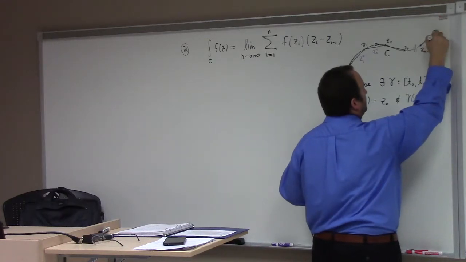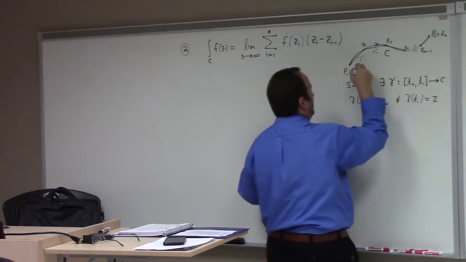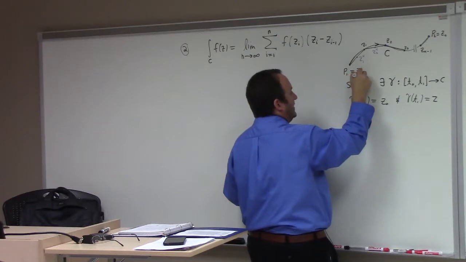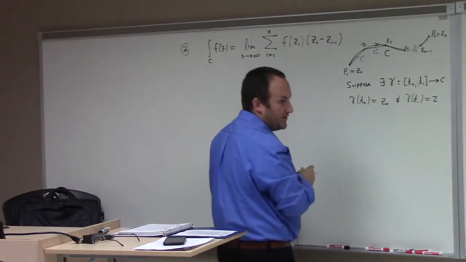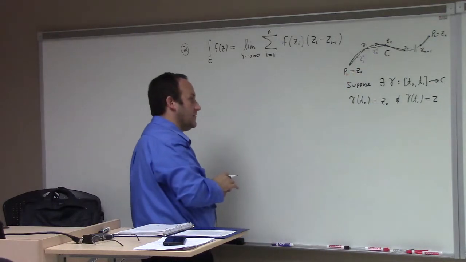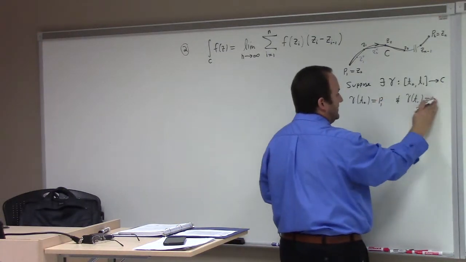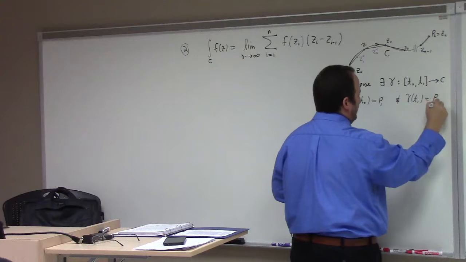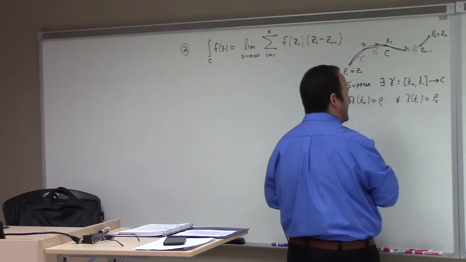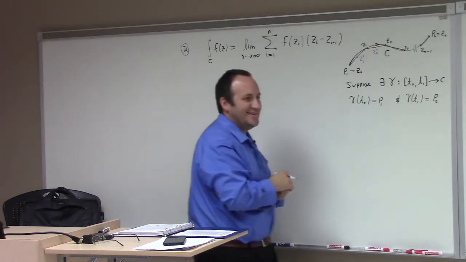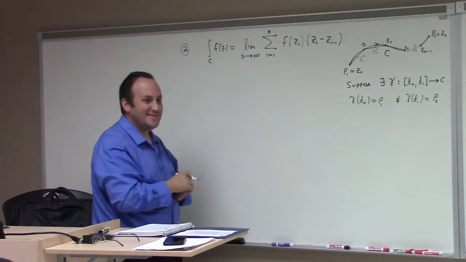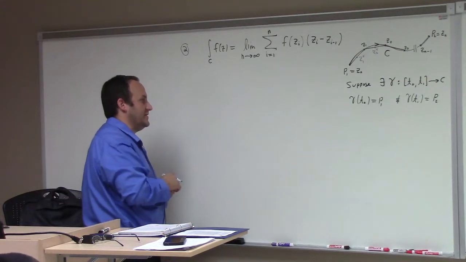So I'm saying P2 is Zn, and our partition is set up so that P1 is Z naught for all partitions of the curve. So gamma of t naught should be P1, gamma of t1 should be P2. My choice of labeling is suboptimal, sorry. But it is what it is.